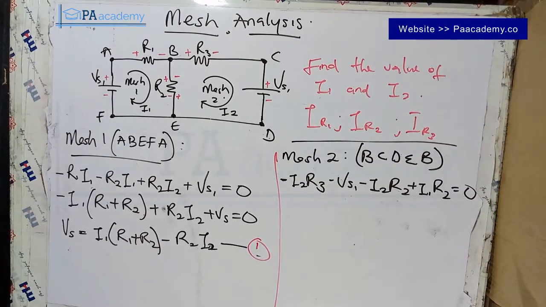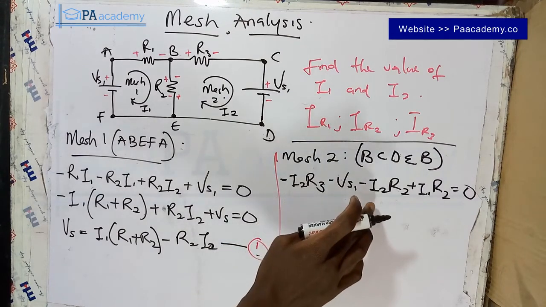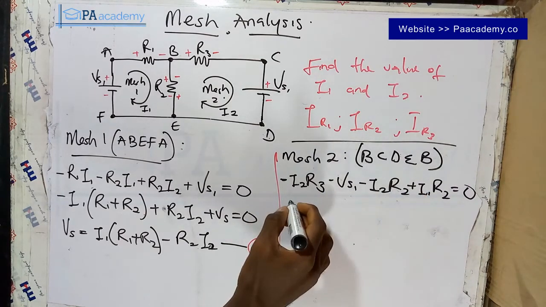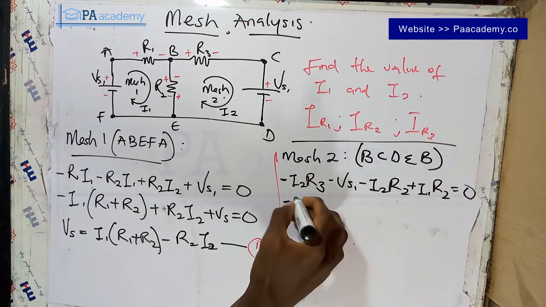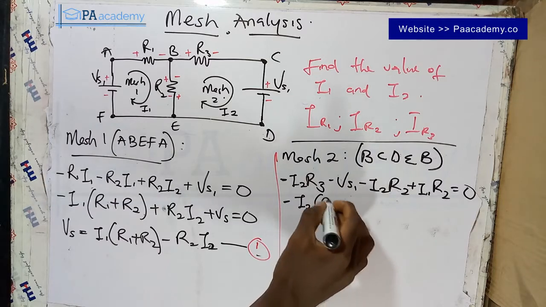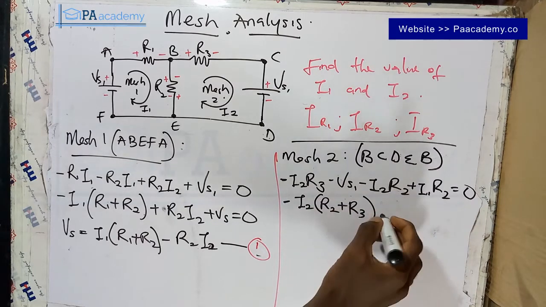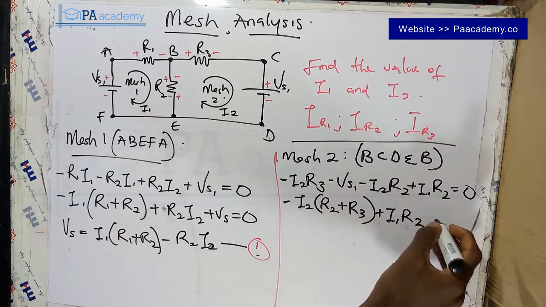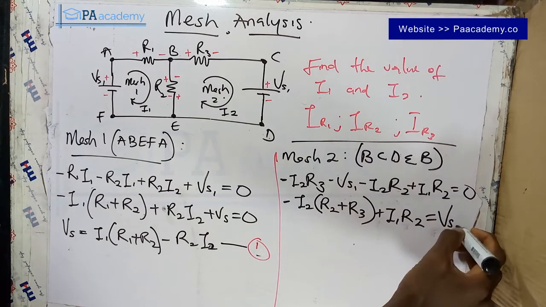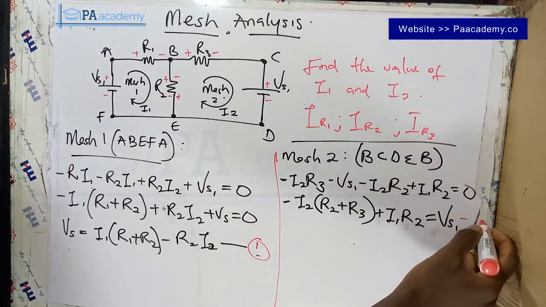So by the time we simplify this, I2 is common here and here, so we can have minus I2 into brackets R2 plus R3, then plus I1 R2 equals to, so if this minus VS1 comes to the other side of the equals sign, it's going to be VS1. And this is our equation 2.